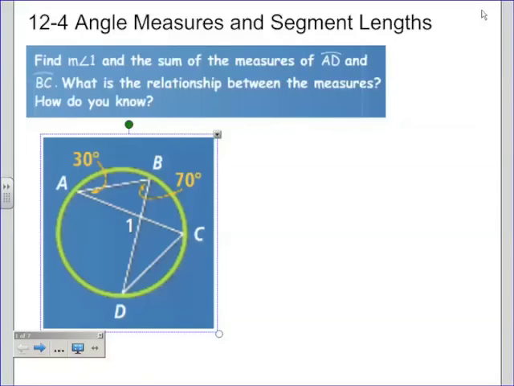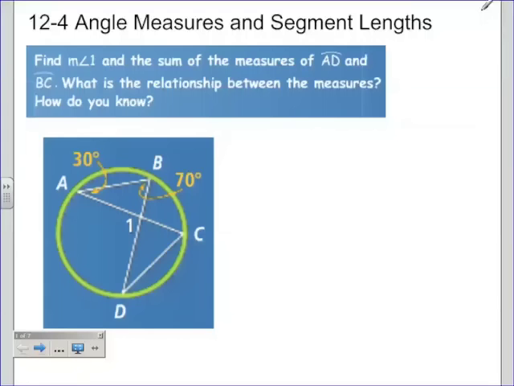The topic is angle measures and segment lengths. Just as an introduction problem, you can see a circle drawn, and we're going to try to find certain angle measurements in addition to the measures of several minor arcs. We're going to find the measure of angle 1, and we want to compare it with the sum of the measures of arc AD and arc BC.